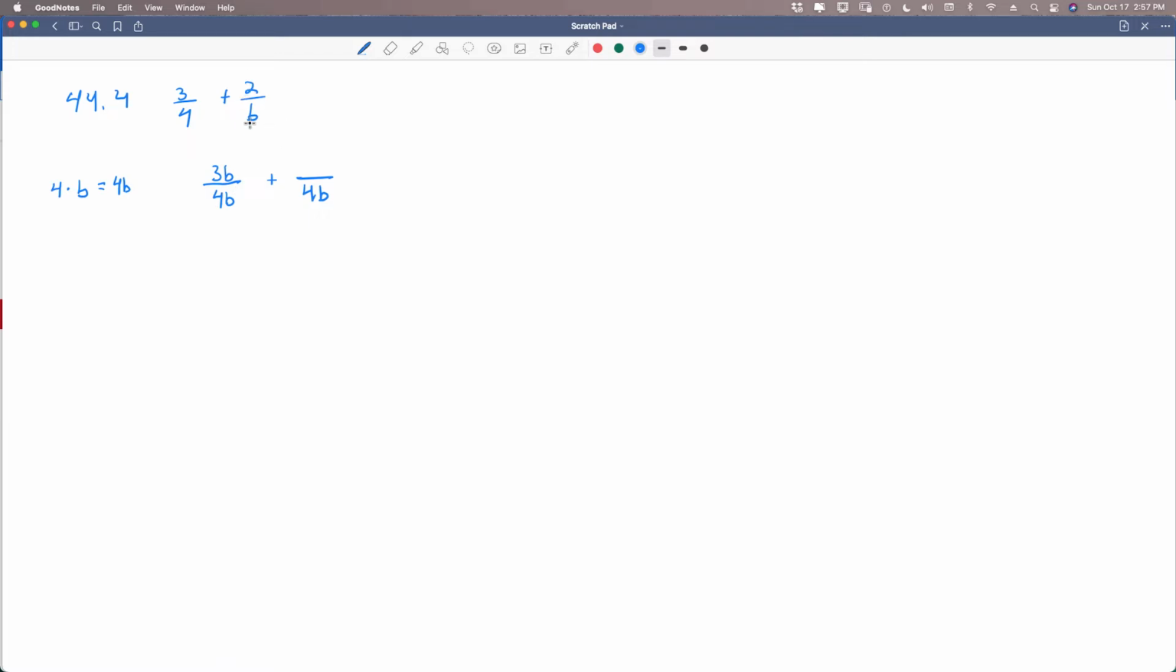Now, for this one, we need to multiply. We already have a b on the bottom, so we need to multiply the top and the bottom by 4. So 4 times 2 is 8. 4 times b is 4b. So now we can rewrite that with one denominator, just like we did in the first 3 problems, and we can say 3b plus 8 over 4b, and that is the answer.